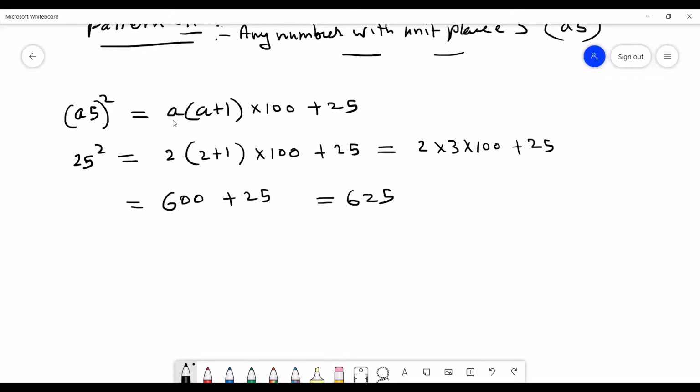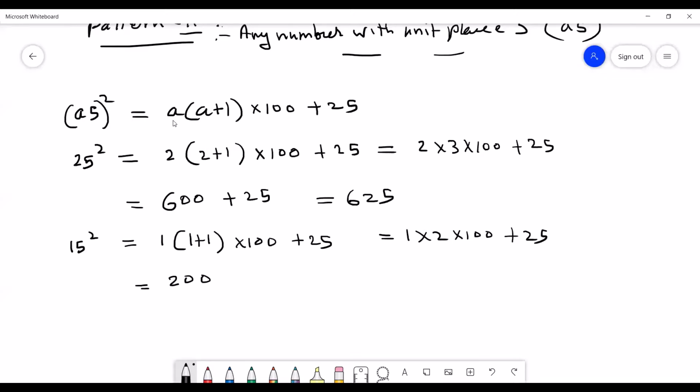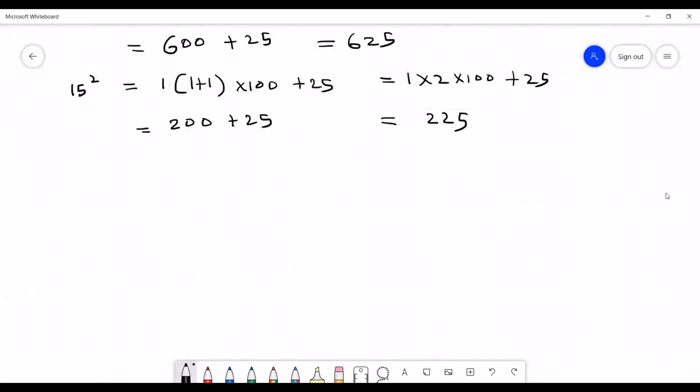In the same way, let us consider 15 also. 15 square. So 1 is representing A. 1 into 1 plus 1 into 100 plus 25. That is 1 into 2 into 100 plus 25. That is 200 plus 25. This is 225. You check the square of 15. You will get this same answer.